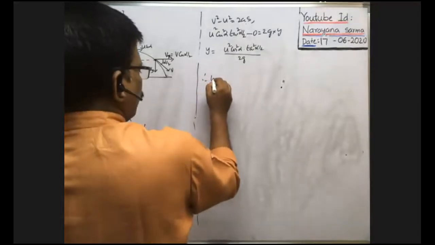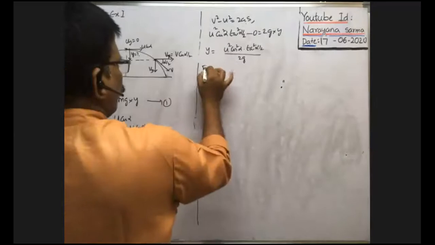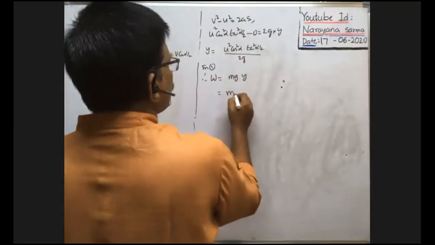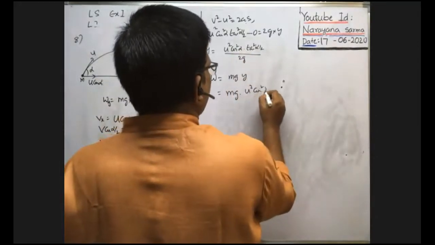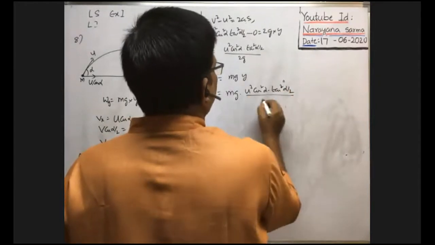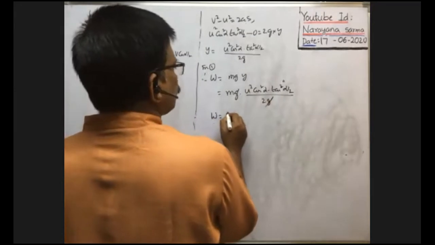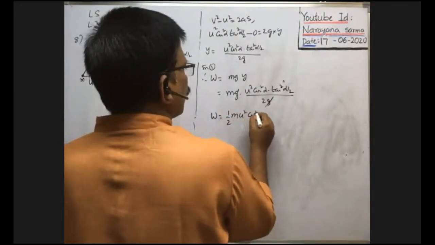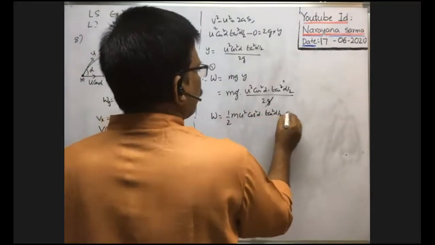Therefore, work done is equal to mgy, no? From equation 1, W is equal to mg into y. Therefore, mg into y means u square cos square alpha tan square alpha by 2 whole by 2 into g. g cancels. Therefore, work done is equal to half m u square cos square alpha into tan square alpha by 2.